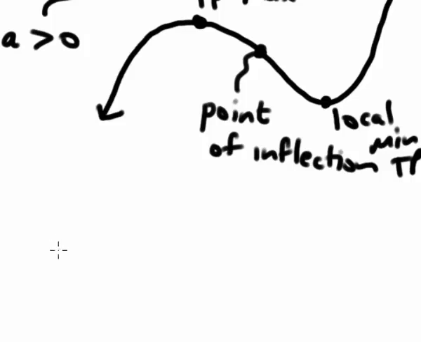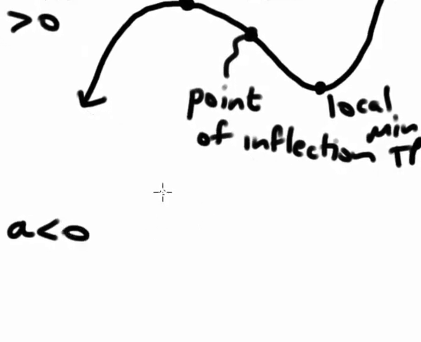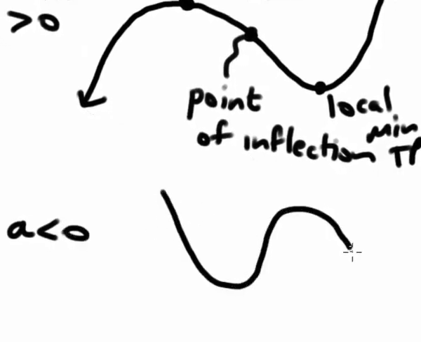By the way, if the a is negative, the graph tends to look like that. And there's a turning point from happy to sad at the point of inflection there, and we're going to talk a lot about that as we go along. But let's get into an example where we sketch a cubic graph.